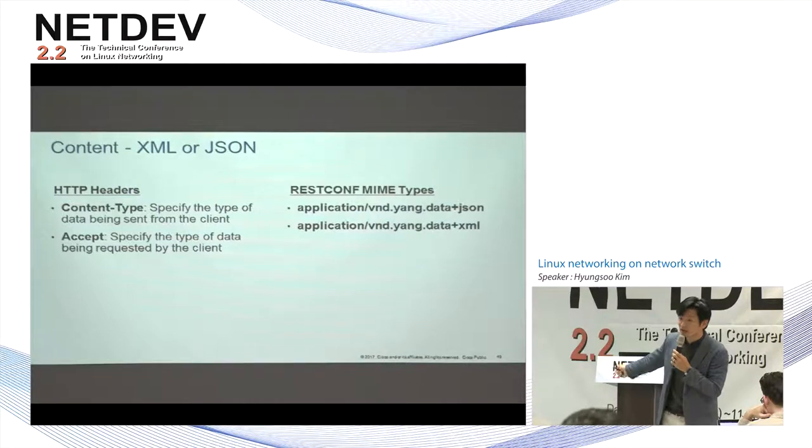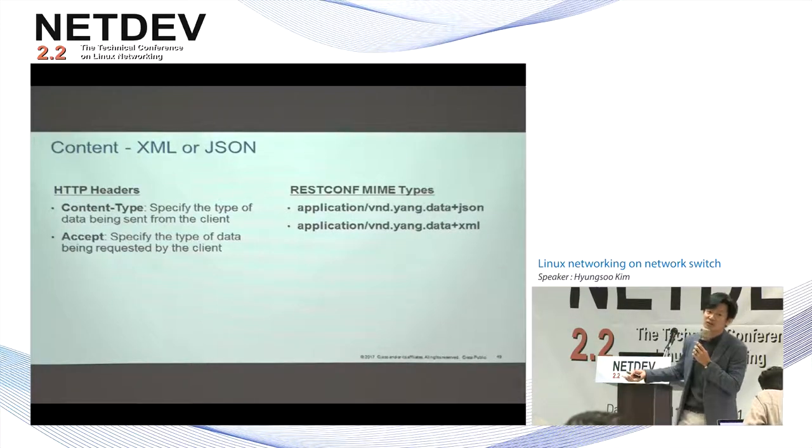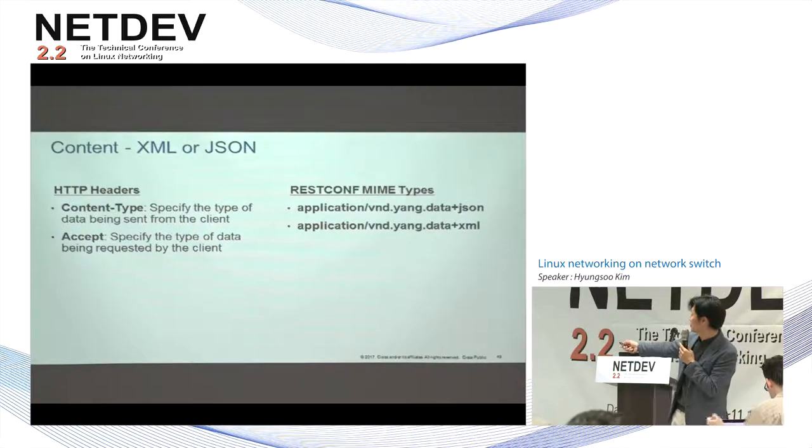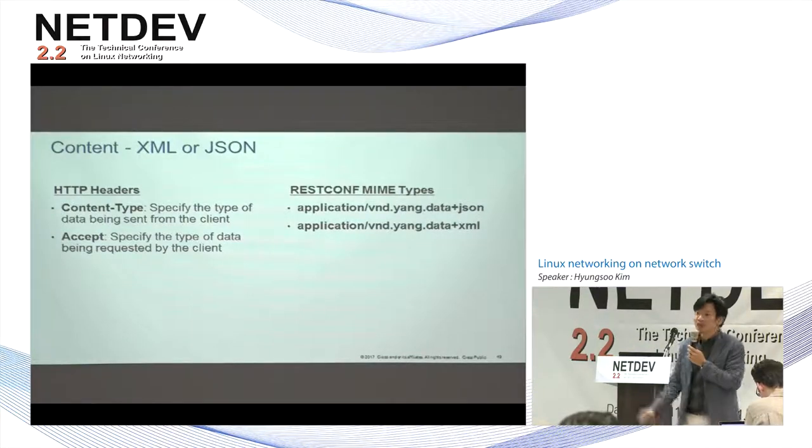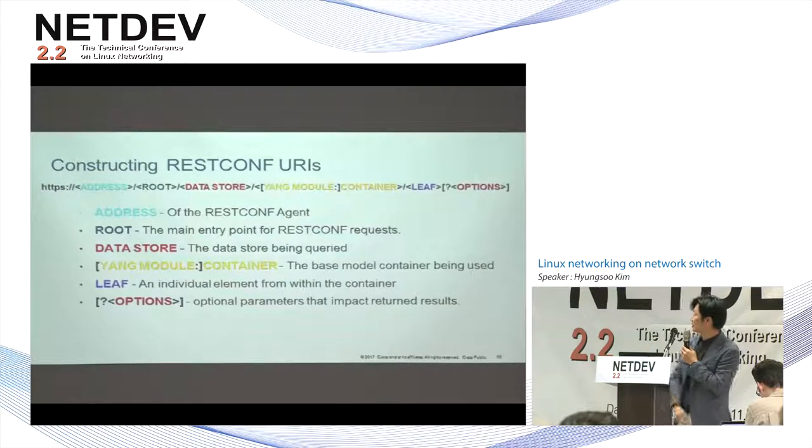And payload: previous NETCONF only used XML data. But RESTCONF, it's REST, mostly uses JSON, not XML. Yeah, it can use XML, but these days, most JSON REST APIs use JSON type. So there are two content payload types, one for XML, one for JSON. And another thing, then how do I get the API endpoints?